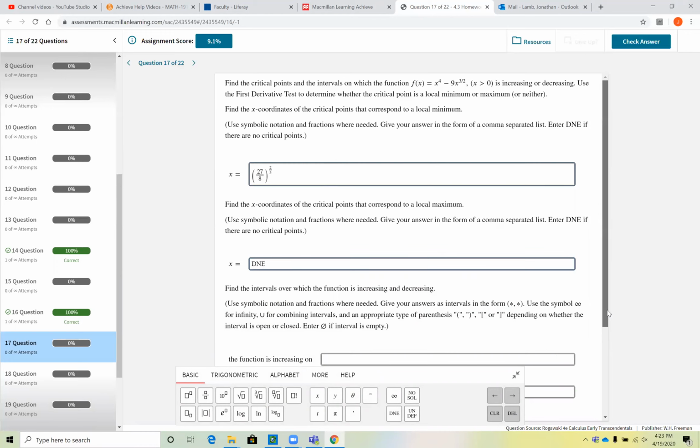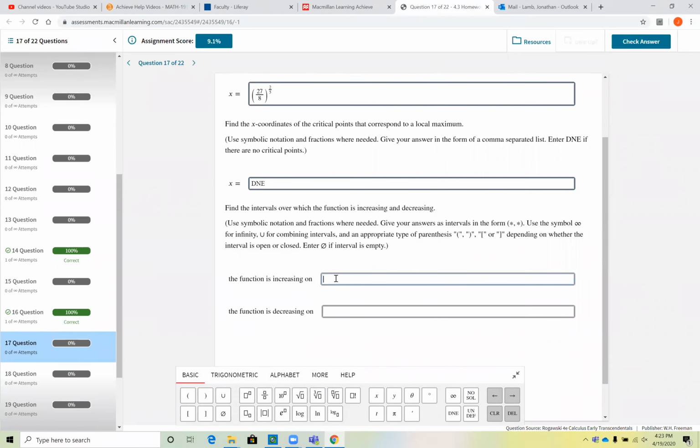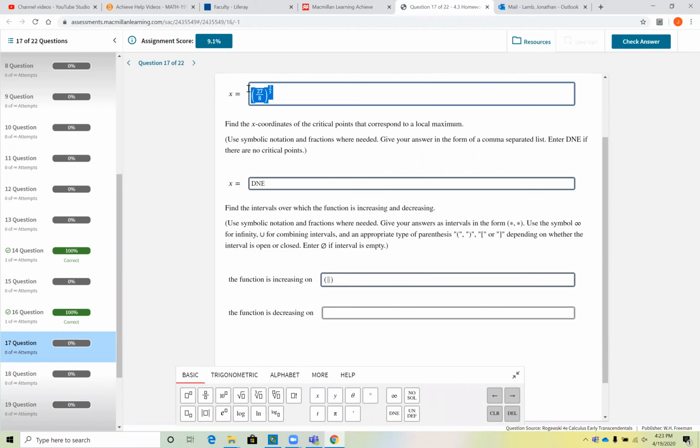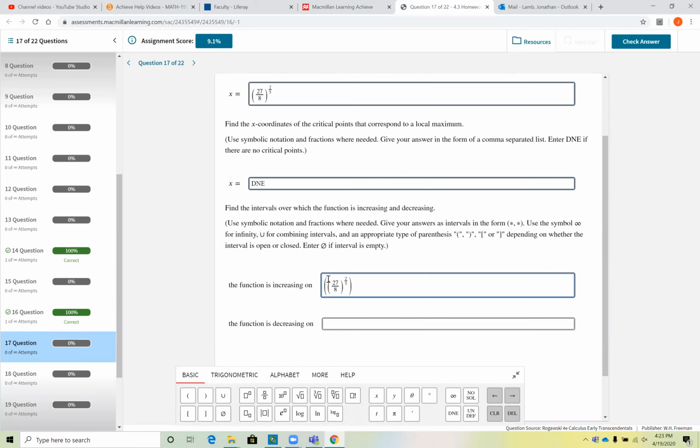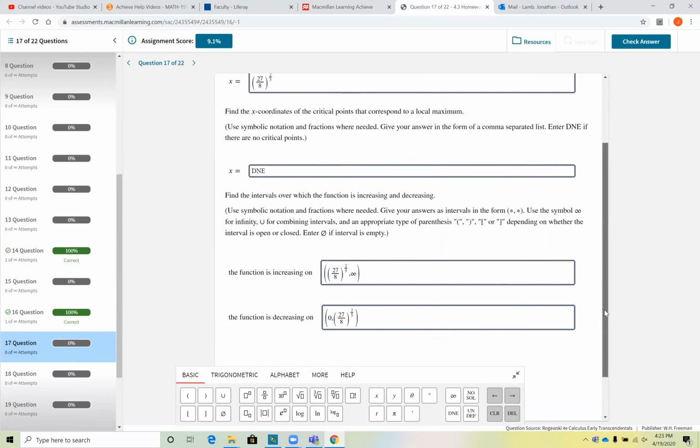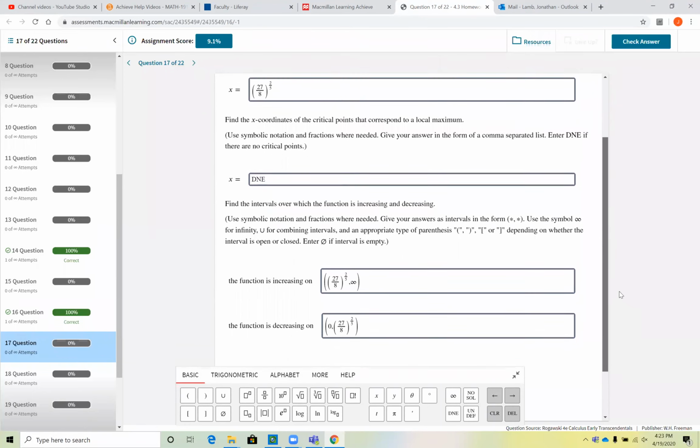Then the function is increasing from that critical point to infinity. So I'll say, well, it's the parenthesis, and let me see if I can just go up in here and copy that. Copy, and I'll come down here and paste it. Yes, makes it much quicker. And then I'll say comma to infinity. And then the function is decreasing from where it began at 0, comma, and I'll paste that back in again. Nice. So the pasting can help you from typing in that complicated fraction each time. Saves a lot of time on this problem.